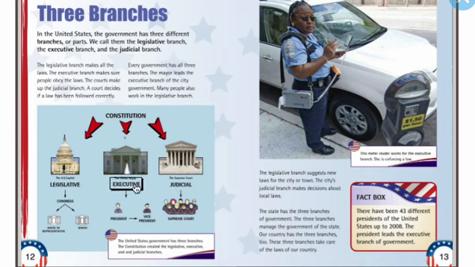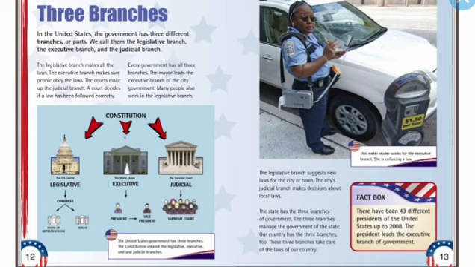We also have our executive branch. That's like the president and the vice president. Remember, at the state level, this is going to be your governor. And then over at the judicial branch, our top court in the land is the Supreme Court. But also at the state level, we have our state Supreme Court as well.